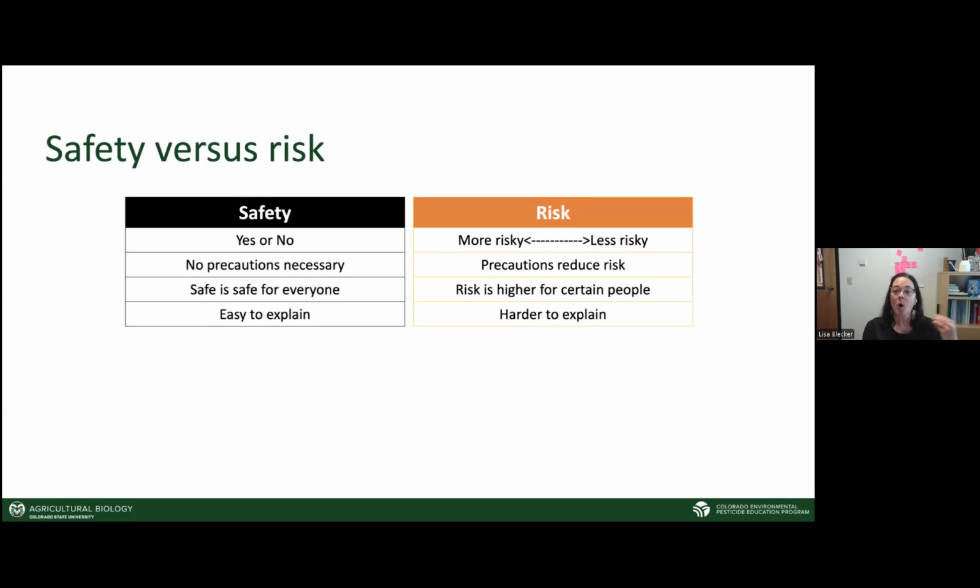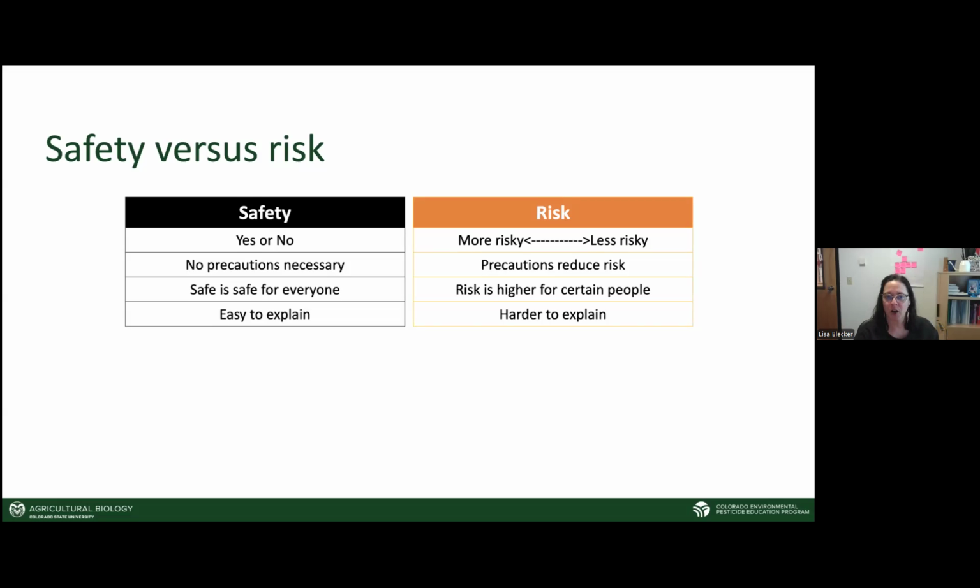I can say one behavior is more risky than another, and one behavior is less risky than the other, right? And I can talk about precautions to reduce risk, like making sure you're applying a pesticide only when needed, or choosing a lower toxicity product. Sometimes the risk is just higher for certain people. People who are older, or really young, are more susceptible to the same environmental exposures as a regular adult.